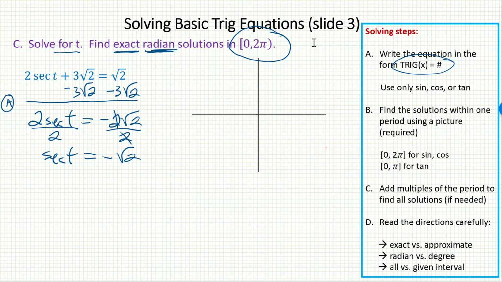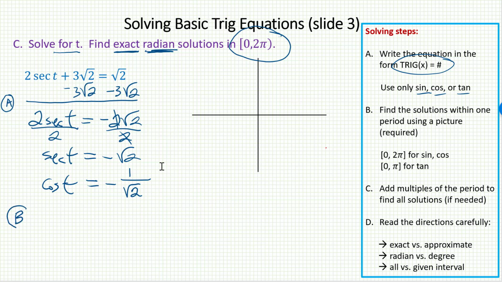I don't want to use secant t though. I want to use only sine, cosine, or tangent. Well, it's easy enough to switch to the cosine ratio by simply reciprocating the secant ratio. If secant t is negative root 2, then of course cosine t is negative 1 over root 2. Now I'm thinking to myself, should I rationalize this denominator? I don't think so. We like this answer typically unrationalized. I'm already picturing the triangle. Well, that takes me to step B.